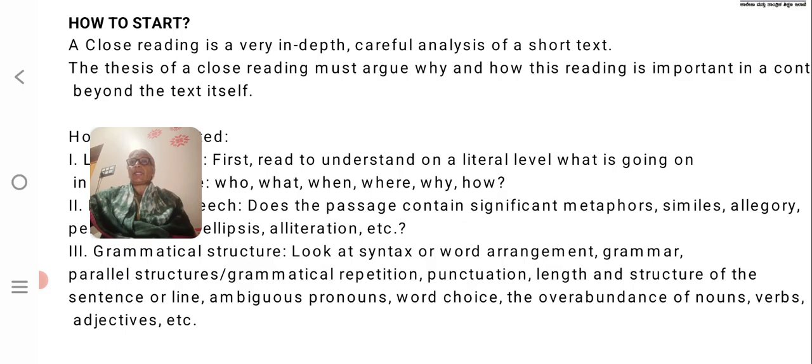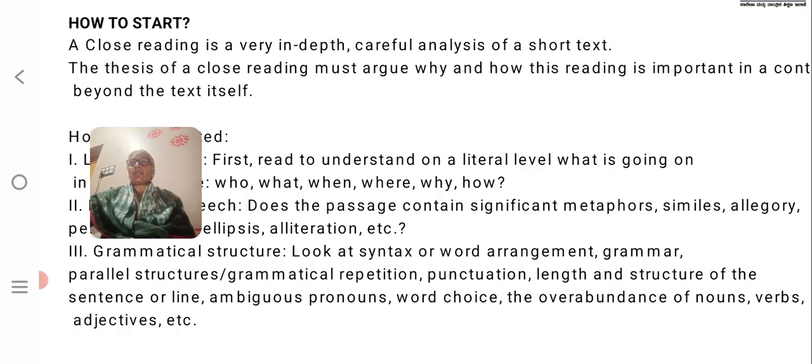First, you have to do the literal reading. You read to understand on a literal level what is going on in the passage. Ask questions like who, what, when, where, why, and how. Identify figures of speech. Does the passage contain significant metaphors, similes, allegory, personifications, ellipses, alliteration, etc.? Search for these figures of speech.